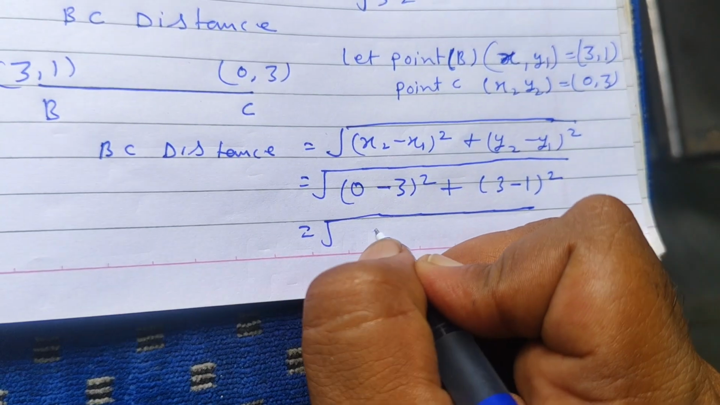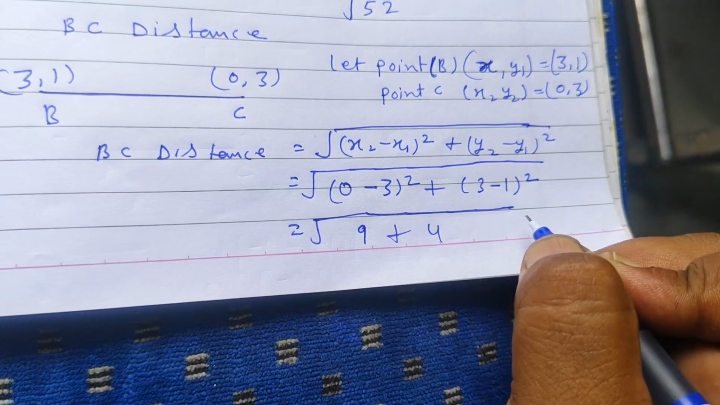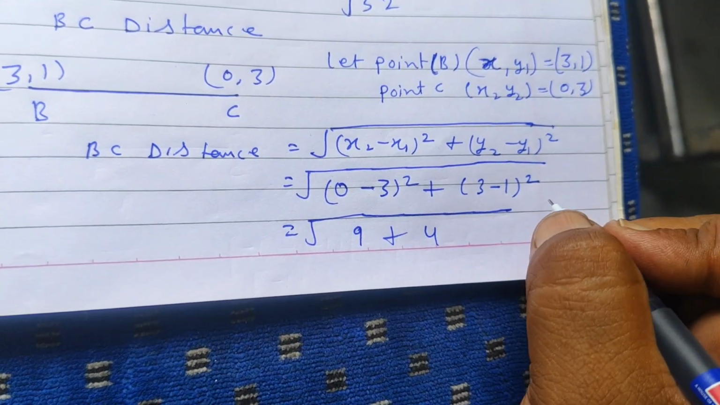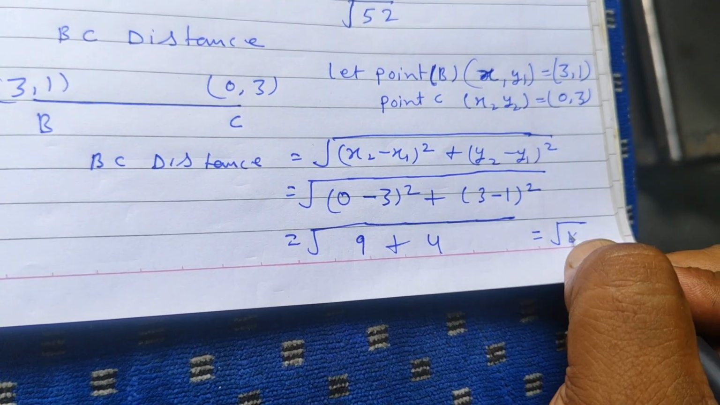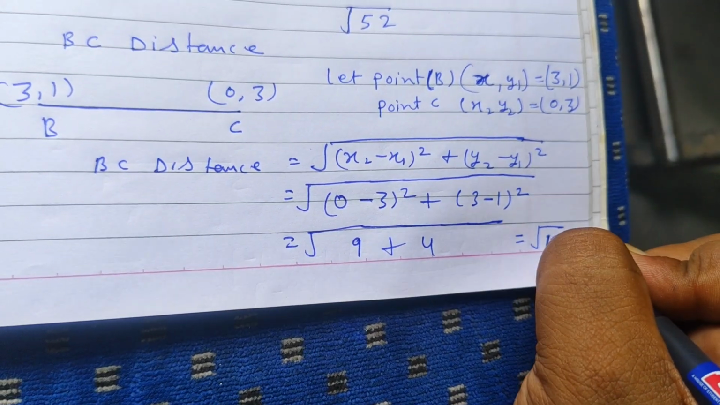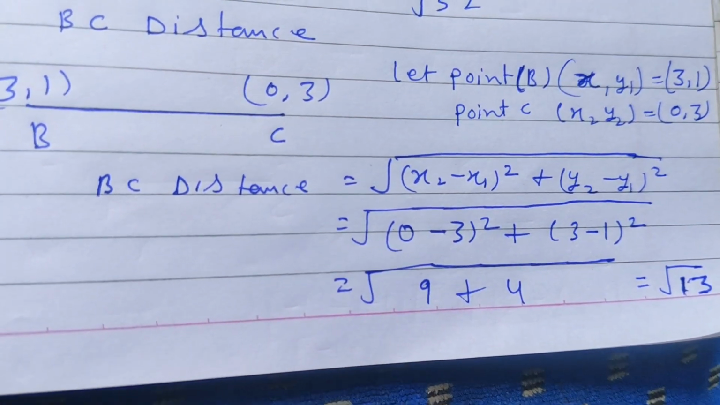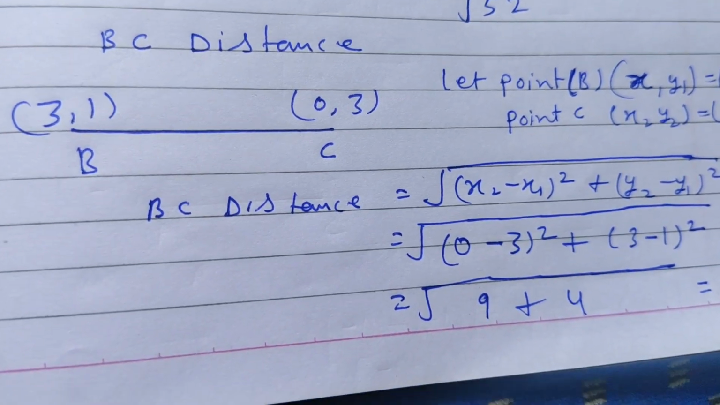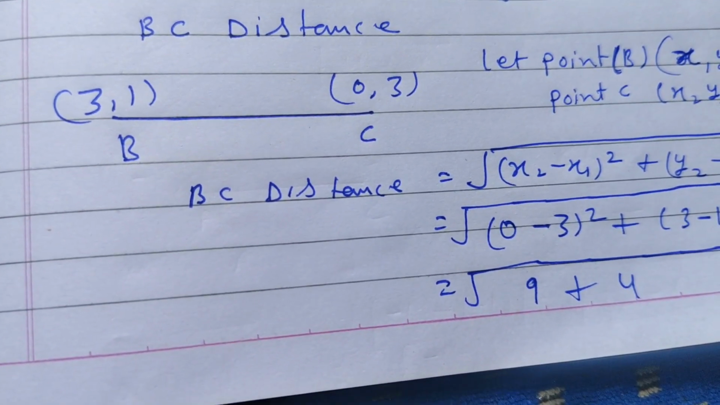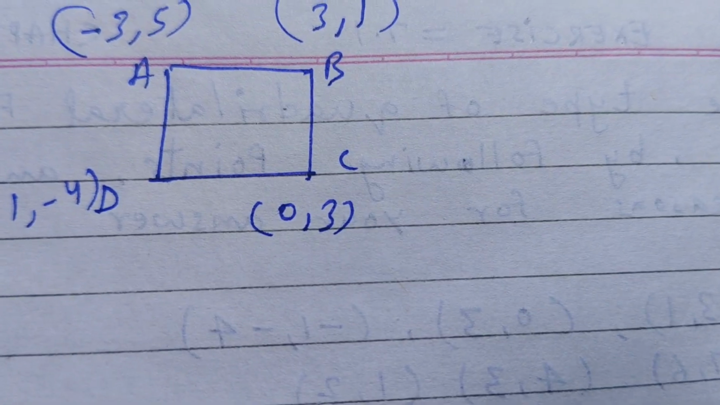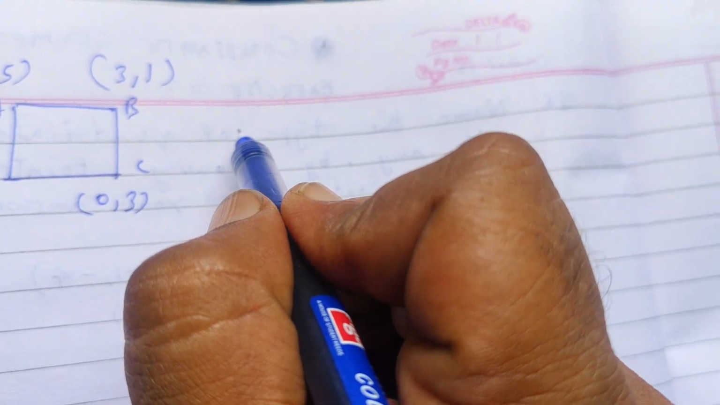Minus 3 squared is 9, 2 squared is 4, 9 plus 4 is 13. So the BC distance is root 13.